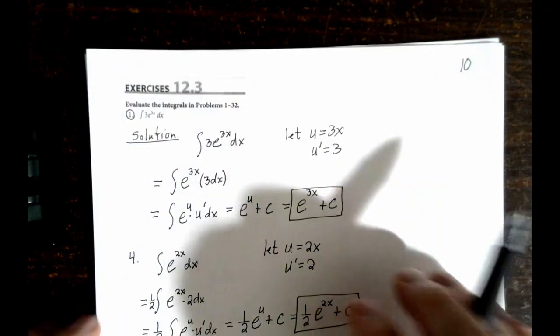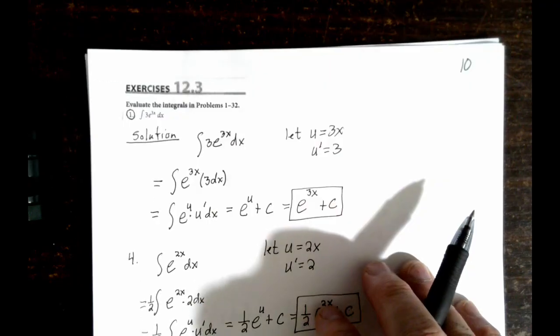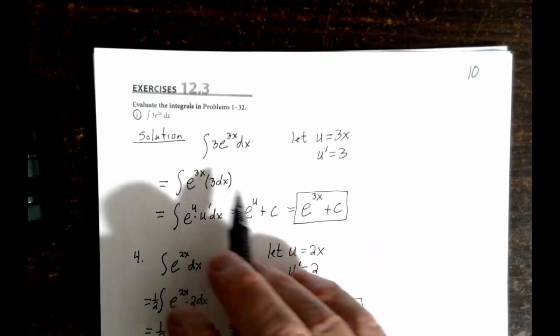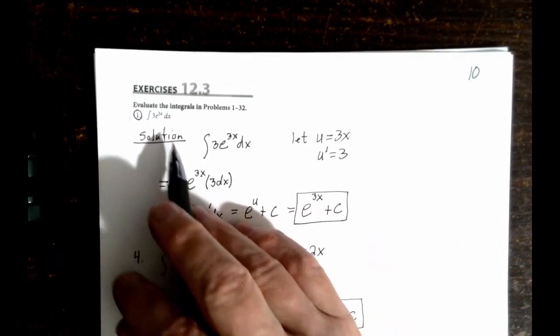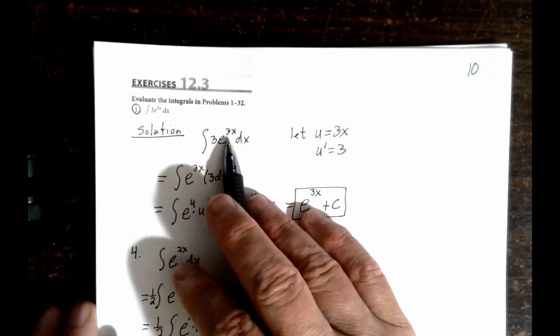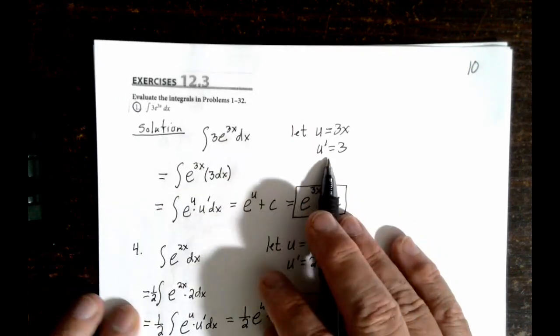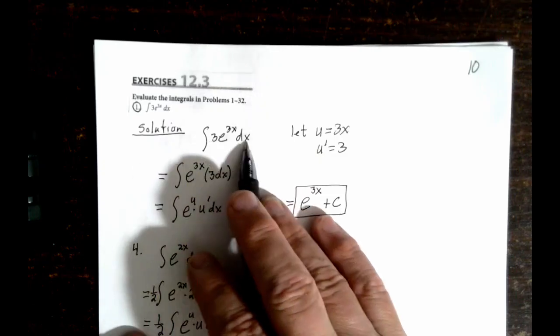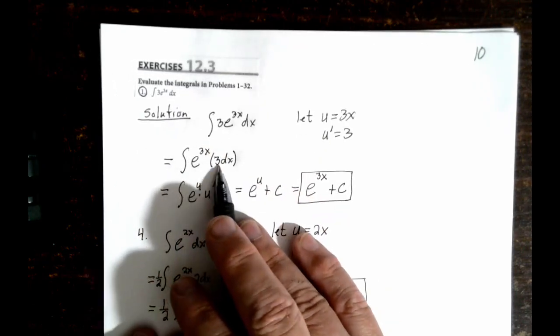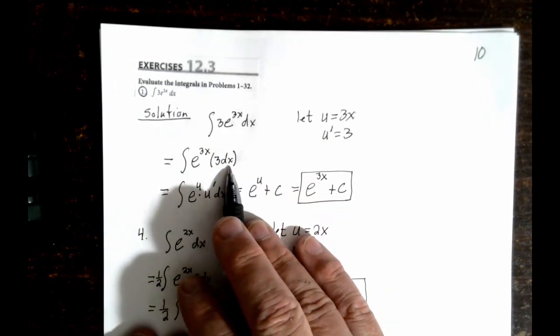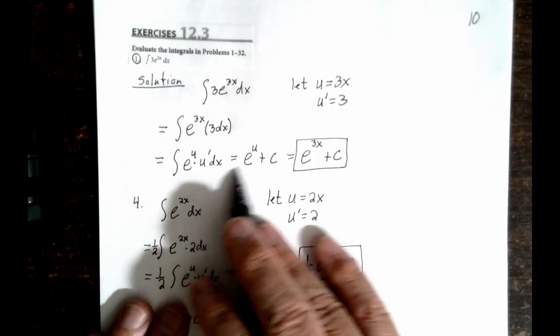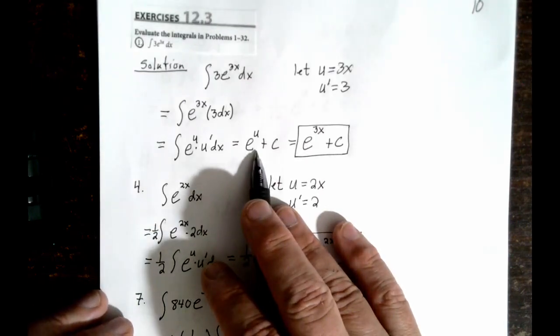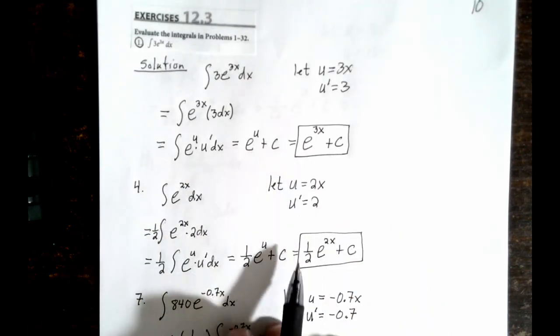Alright, so 12.3, I think there were about 15 problems or so. Let's look at the first one. 3 e to the x dx. Let's let the exponent be our u. So our u prime is 3, and we already have that. So we have our e to the u, and we got our u prime dx. So we got exactly what we want, and our integral is just e to the u, which is the 3x.